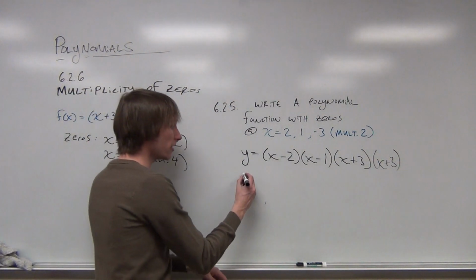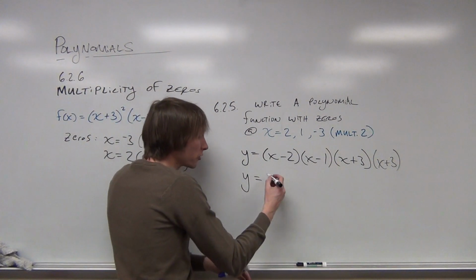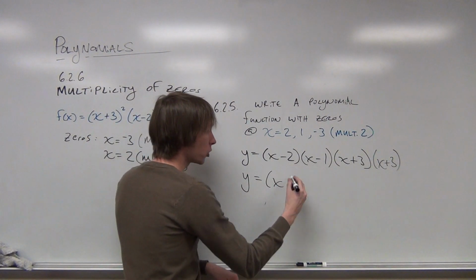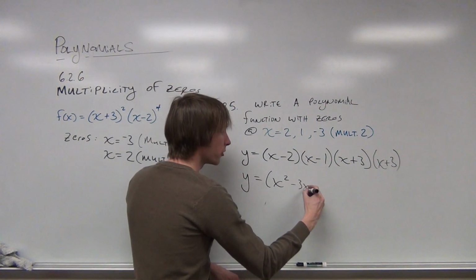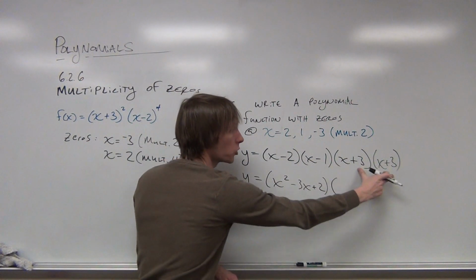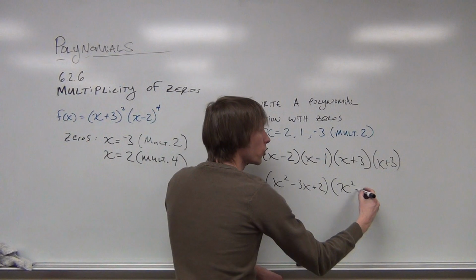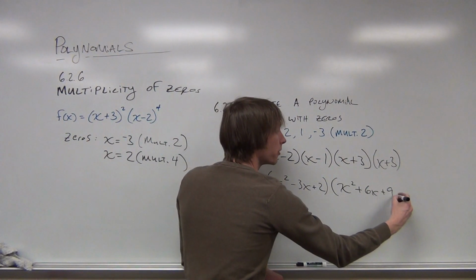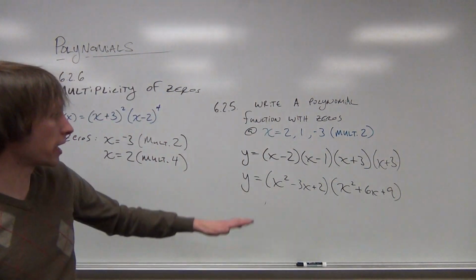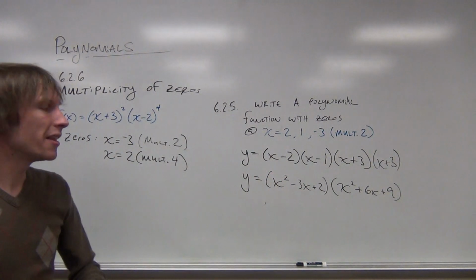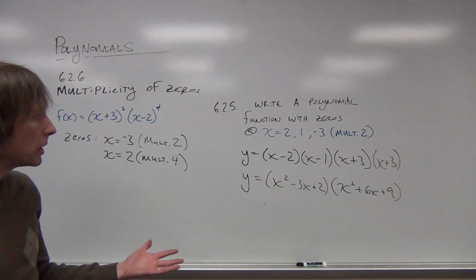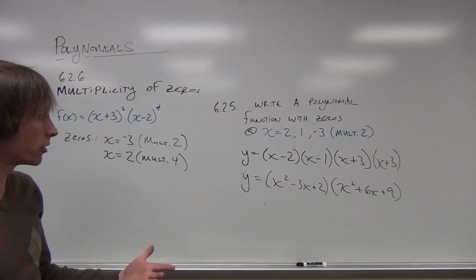It's a little bit laborious, which is okay. Here, if I multiply these out, I get x squared minus 3x plus 2. If I multiply these out, I get x squared plus 6x plus 9. Now I'd have to multiply a trinomial by a trinomial. That can be pretty cumbersome, but you do have the skills to do that.